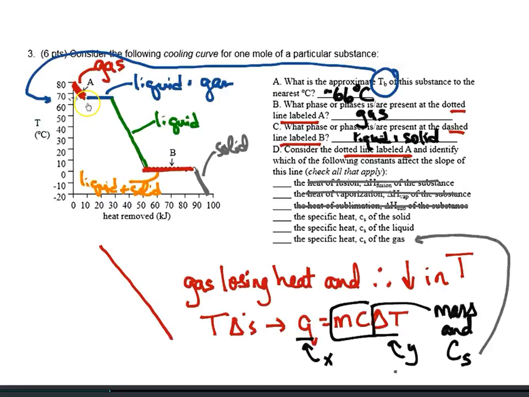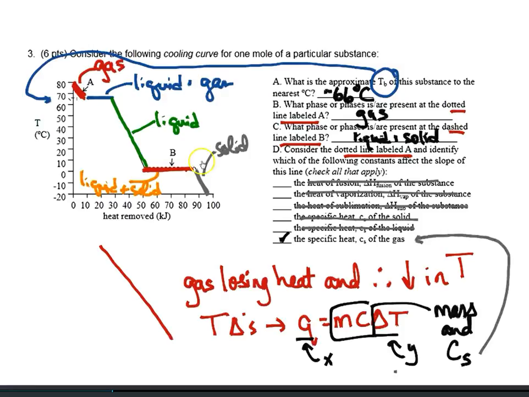So it has to be a specific heat, and it's definitely the specific heat of the gas, not the liquid or the solid, right? The specific heat of the liquid would affect the slope of this green line, and the specific heat of the solid would affect the slope of this gray line. And so the only possible answer is the specific heat of the gas.